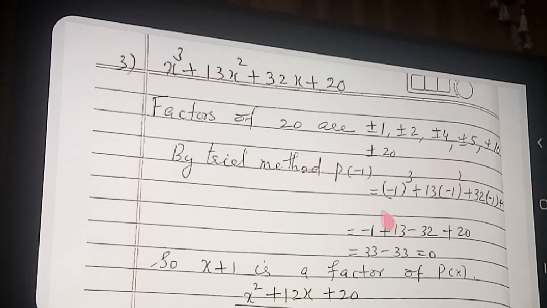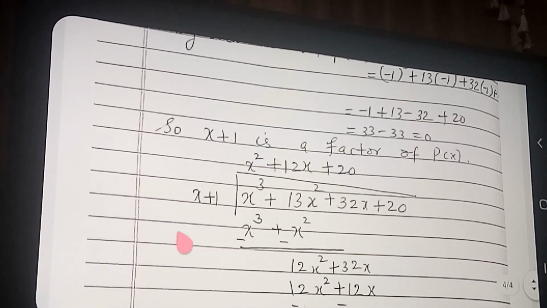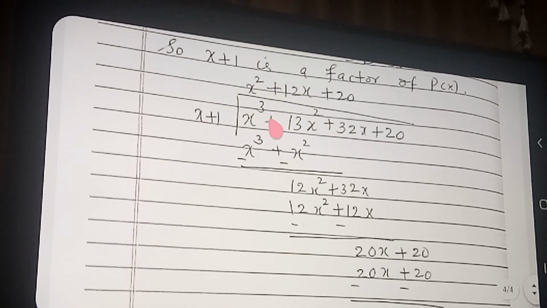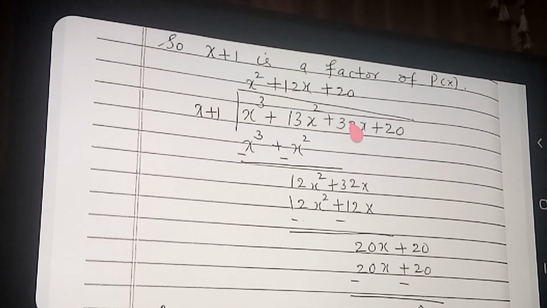By trial method, p of minus 1 you got as 0. In the place of x you apply minus 1 here, all apply. So what did you get? 0, got it, no? The meaning is that p of minus 1 is 0, so x plus 1 is a factor. So as usual, we are going to remove this x plus 1 from the polynomial. Okay. First term by first term, x square into x, x cube; x square into 1, x square. Change the sign and add it. x cube minus x cube cancelling, 13x square minus x square, how much?